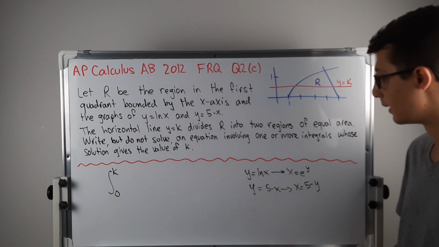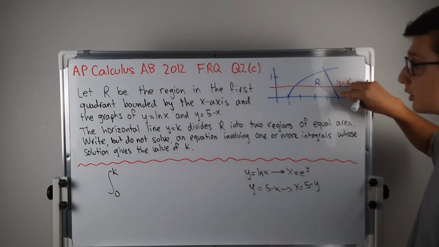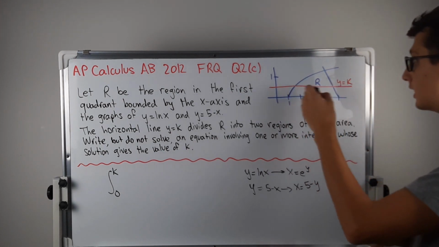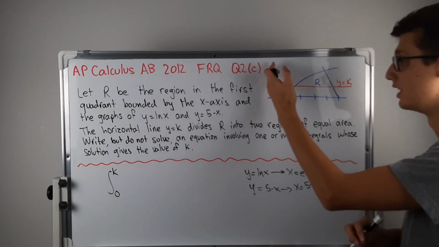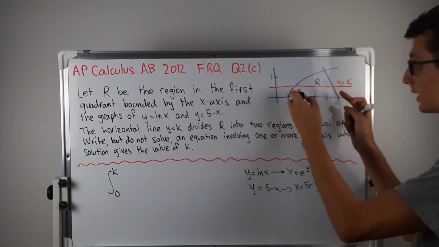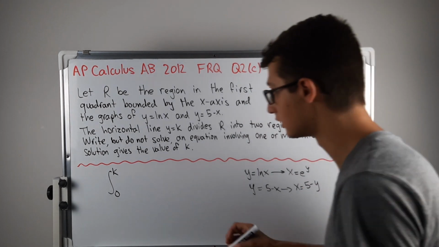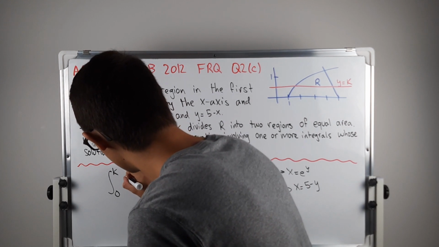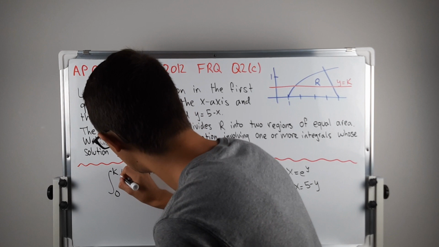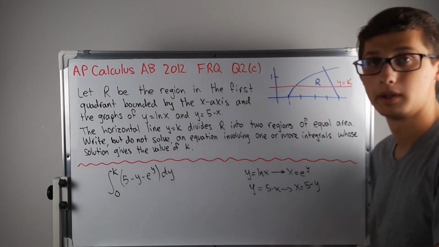So then we need to figure out, so this one is x equals 5 minus y, and then this one is x equals e to the y. So if this is our bottom, and this is kind of like the top, so top minus bottom, because that way we get the area in the middle. So then what we're going to do is take 5 minus y minus e to the y. All of this with respect to y. That is going to be our integral.